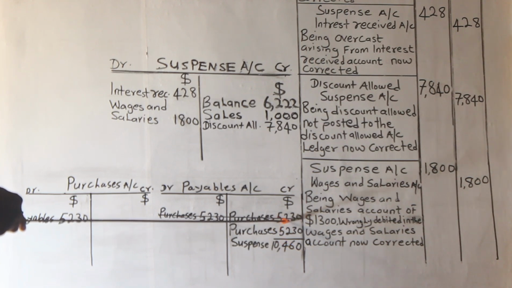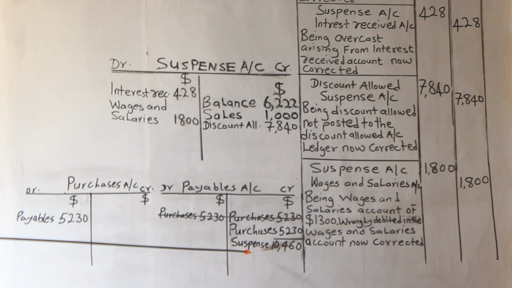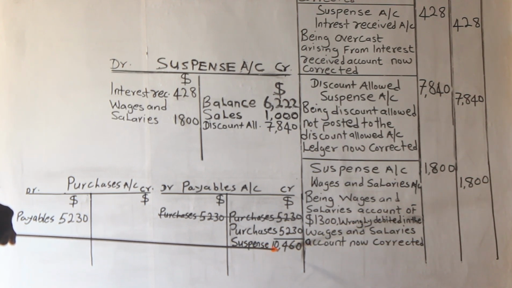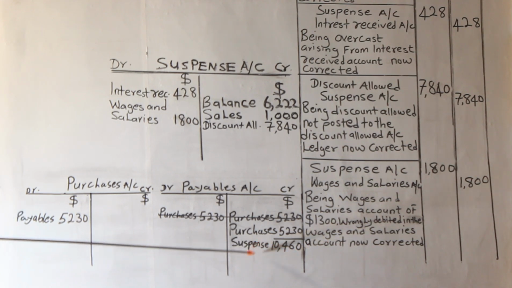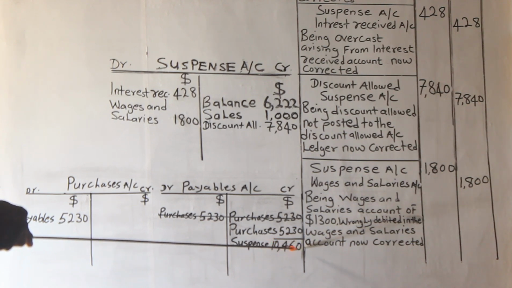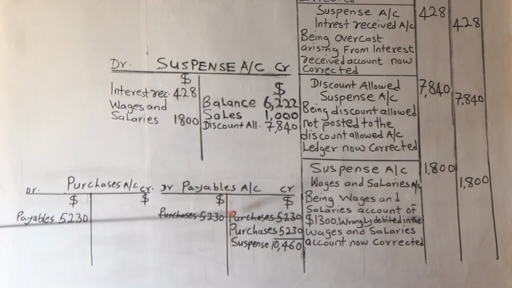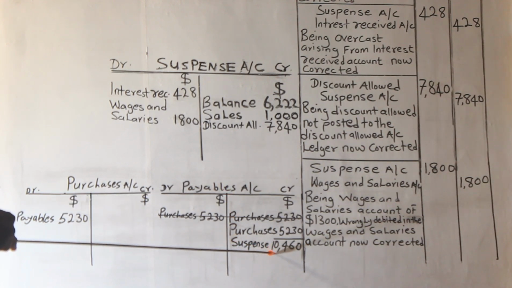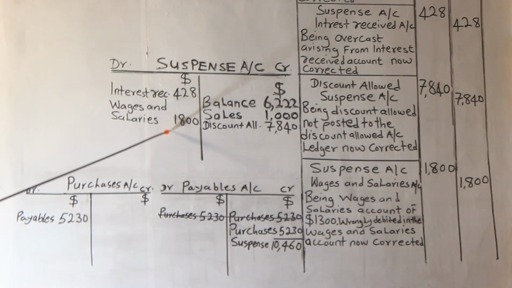That is $5,230 twice. And that means that on the credit side of the payables account, we raise the suspense of $10,460. You can see suspense account. That is the place we are correcting the error. And we use the word suspense. Now, what this means is that to correct this error, we are crediting the payables account with $10,460. And therefore, since the payables account has been credited so that this error can be corrected, the suspense account will now be debited with $10,460.